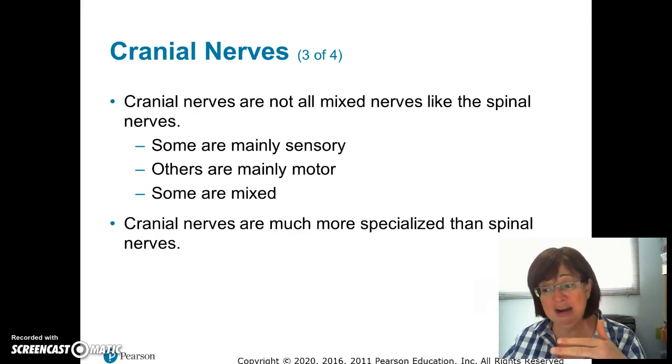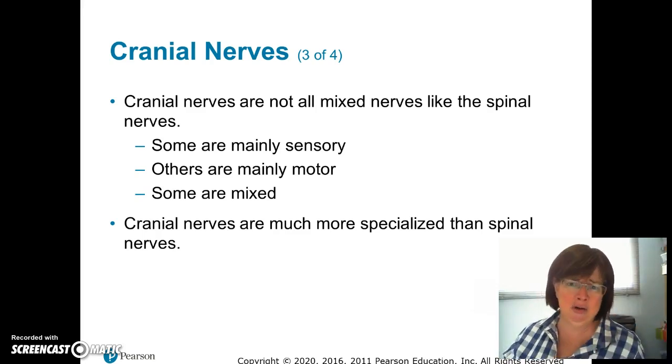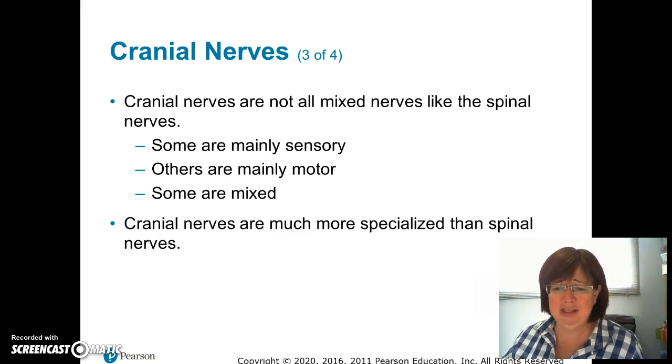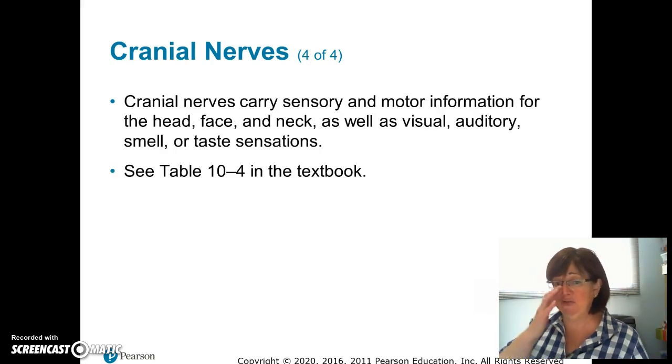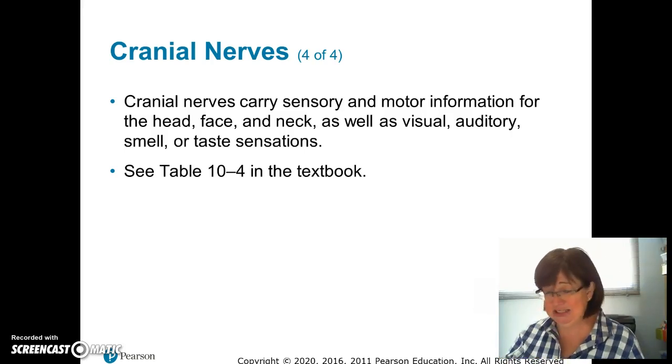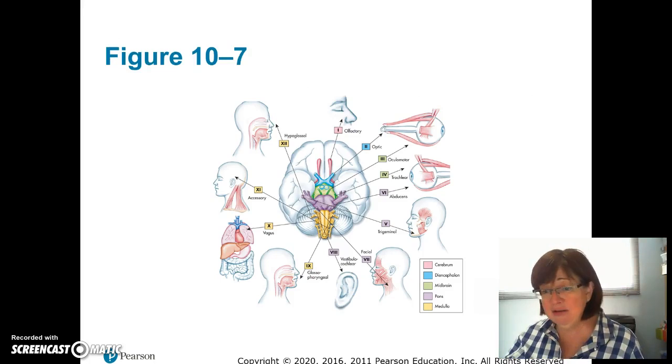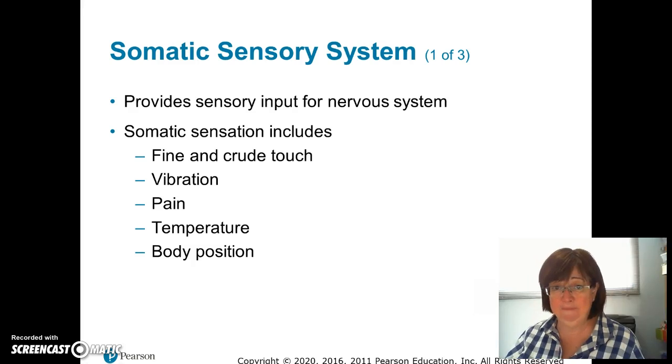When you take your anatomy course next term, we'll go into more detail as to what the 12 of them are and what they do, but they are very specialized. Cranial nerves carry sensory and motor information from the head and neck, as well as visual, auditory, and taste. Notice how this is the underside of the brain. Notice how they're coming off, but you don't need to be aware of them right now.